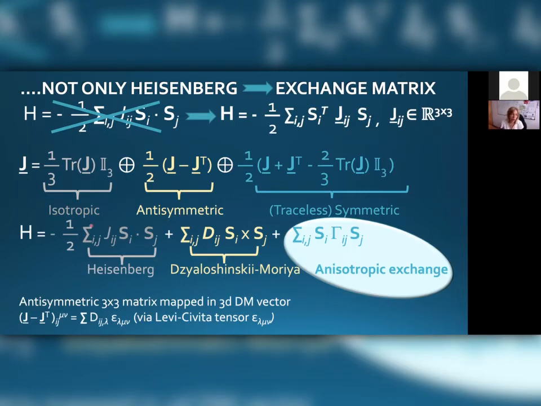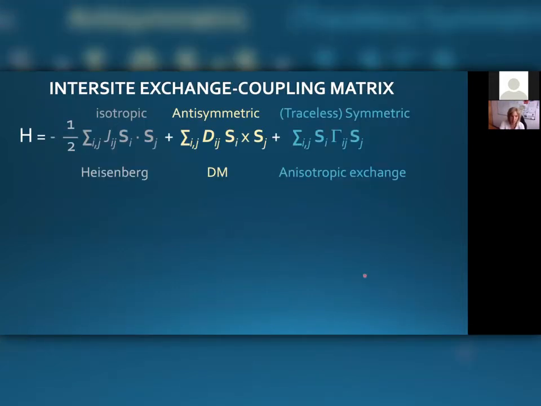So this isotropic part is what is generally labeled as the Heisenberg term. The anti-symmetric part is what people call the Dzyaloshinskii-Moriya interaction, which is the vector product of the spins. And there is an additional term, the symmetric part, which is generally labeled as anisotropic exchange.